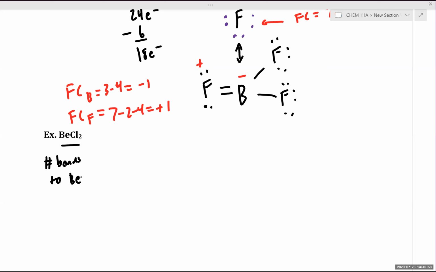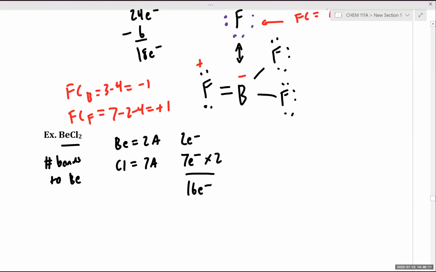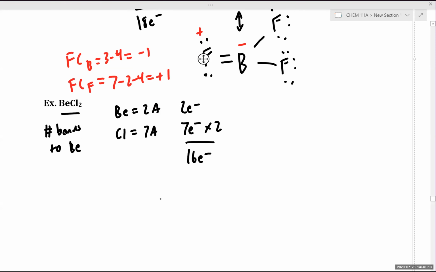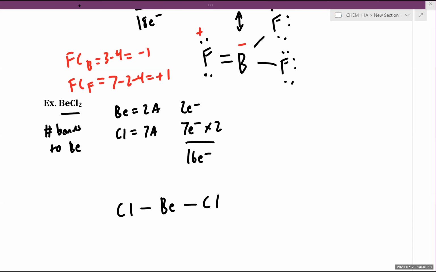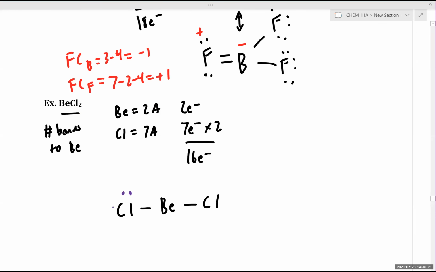Okay, so let's discuss this example. So beryllium, a 2A element, contributes 2 electrons. Chlorine is a 7A element, contributes 7 electrons. We have 2 chlorines. This gives us a total of 16 electrons to work with. We put beryllium as our central atom and surround it with our 2 chlorines. And then we place lone pair electrons on chlorine. That in turn means we've used up 2, 4, 6, 8, 10, 12, 14, 16. We've used up all of our electrons.